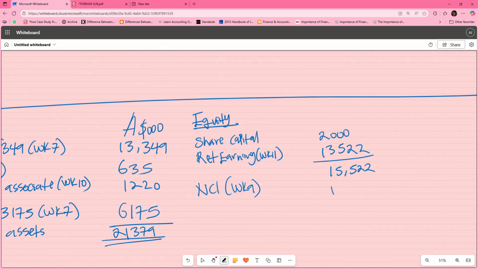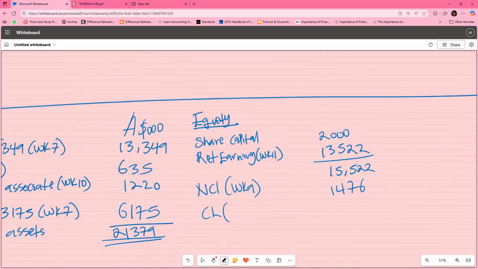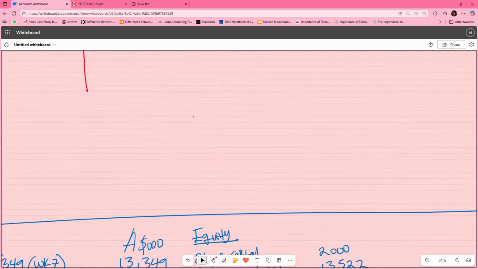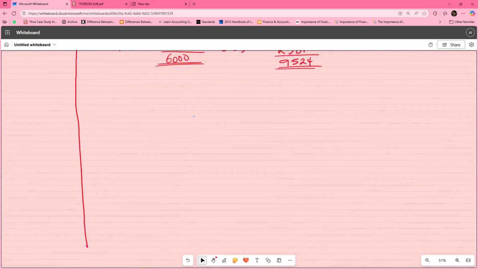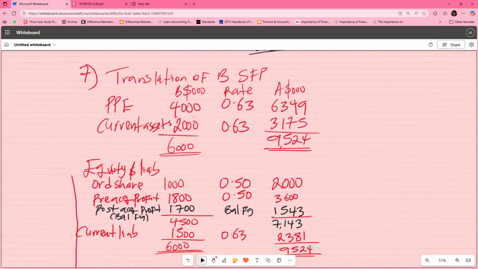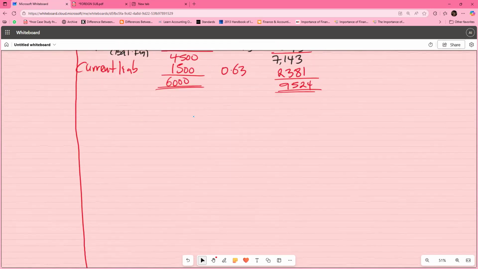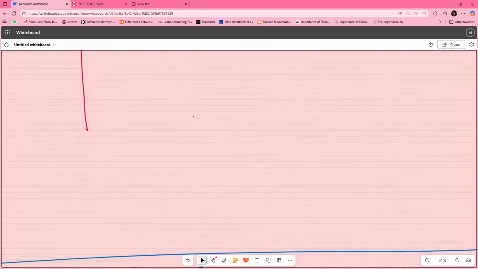That's 1,476. Then your current liability is 2,000. Then what do you have in working seven? Thank God that's a working seven. Working seven is 2,381 for current liability. 2,381.